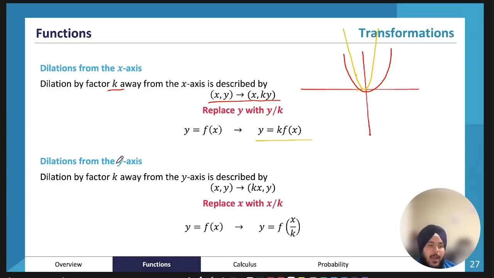Then we have dilations from the y-axis. This time we're changing the x values, because if we apply it, we're going to stretch it away from the y-axis, so it's going to stretch like this. When it stretches like this, it's going to change the x values, and when the x values change, that's why we have kx. And when we're using function notation, you can do x over k, so f of x over k.